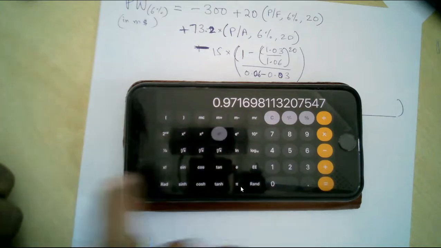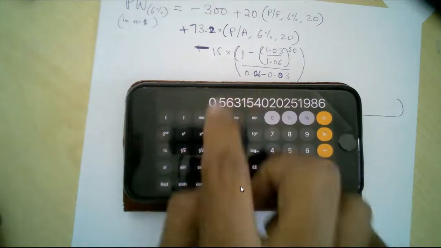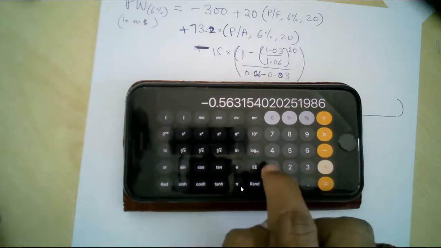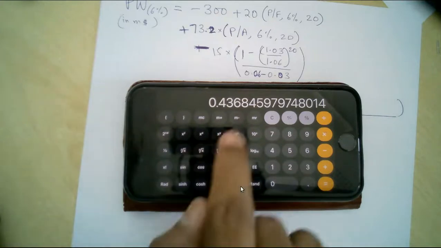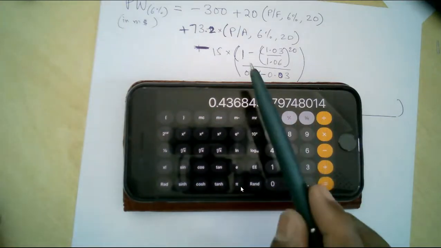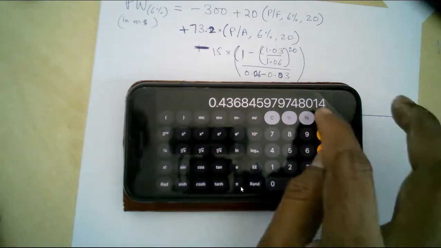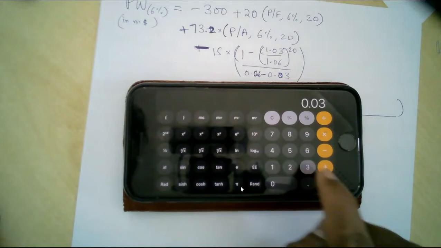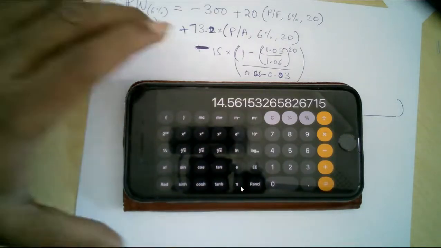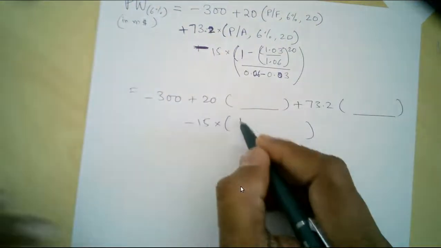To that x power y, I give an exponent of 20. This whole thing should be given a minus sign, and to that I will add 1. So this is the numerator. And in the denominator, if you notice, it is 0.06 minus 0.03, that is 0.03 only. So I simply go for divided by 0.03. So I'm getting this quantity, 14.56.